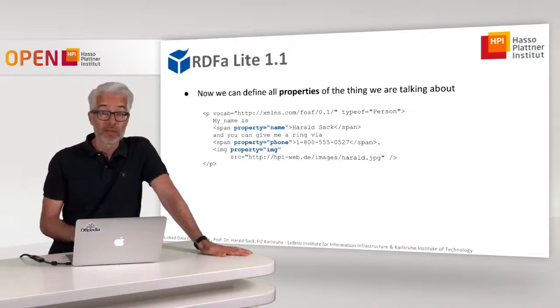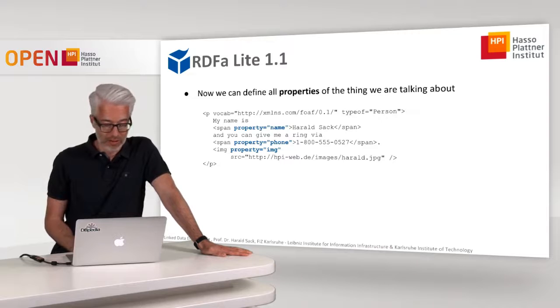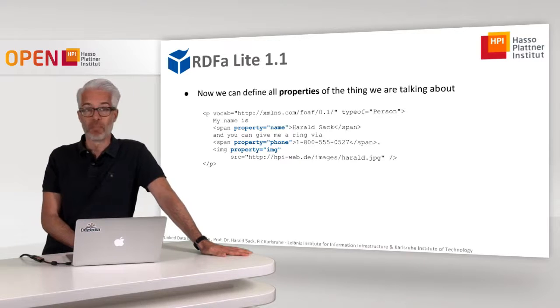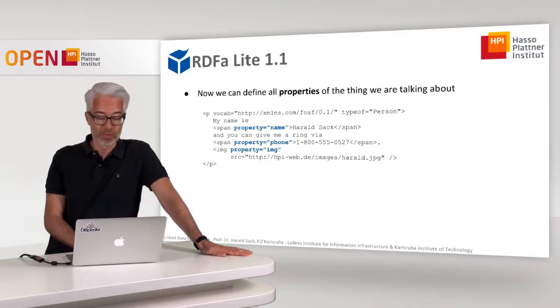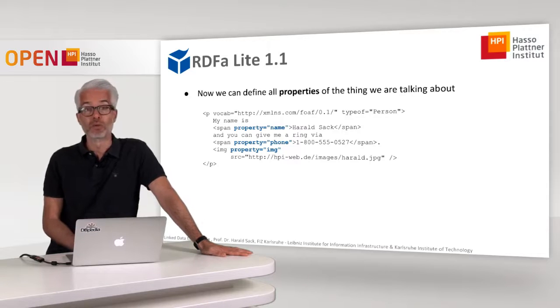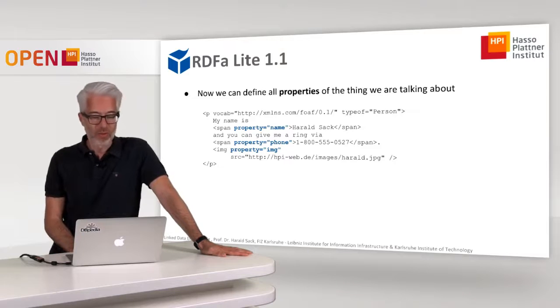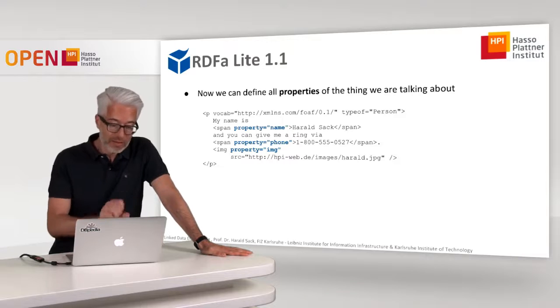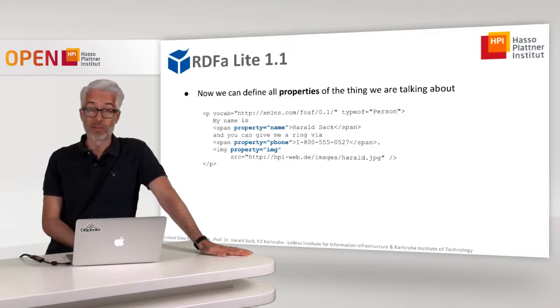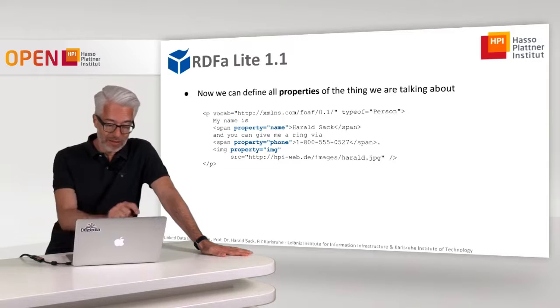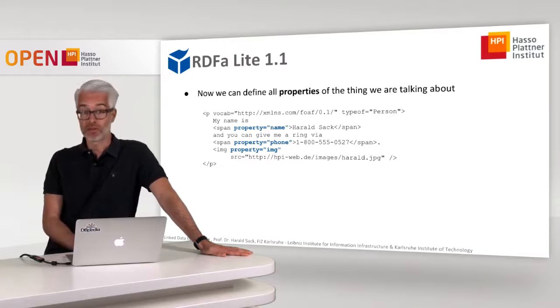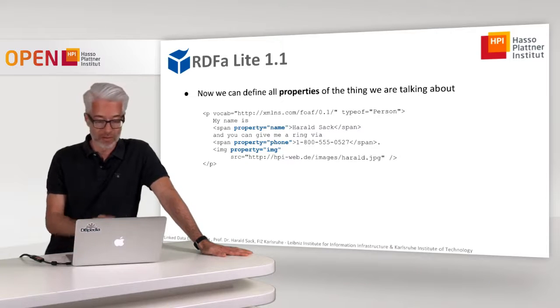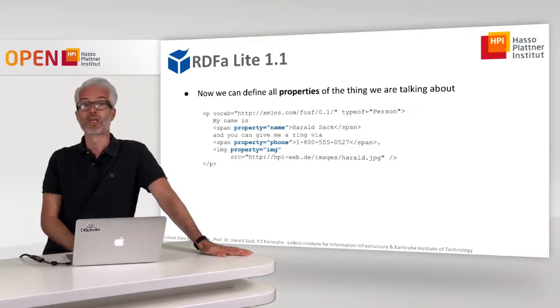Quite easy. I do exactly the same thing with the phone. You see here, I define another span tag with the attribute property, I give it the value phone, and then as character data, I provide the phone number. Next, I also want to provide an image, therefore I use the HTML image tag. I also give it the property image, because image is a property defined in the FOAF vocabulary. And then I simply denote the source of the image, like you do in HTML. So you give the URI where the image can be found.